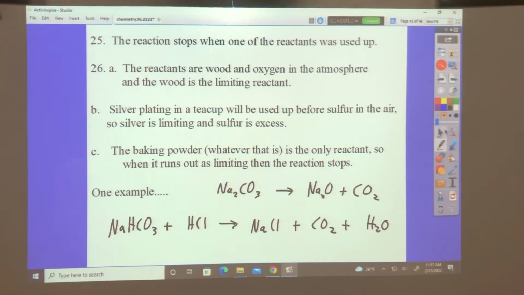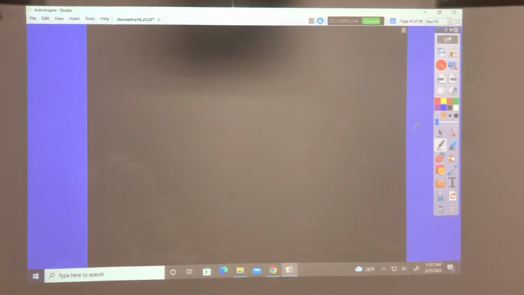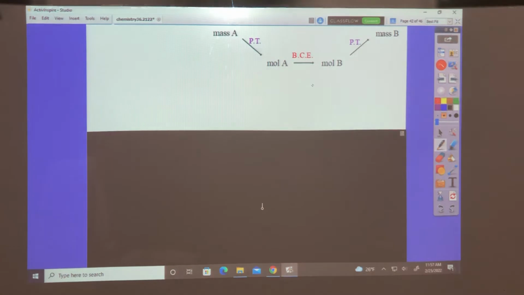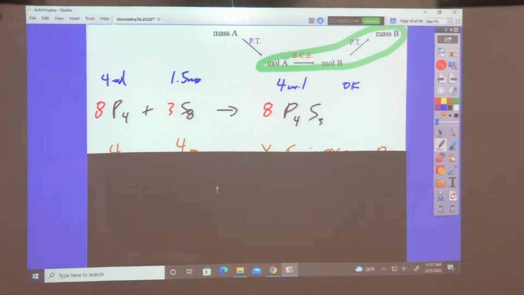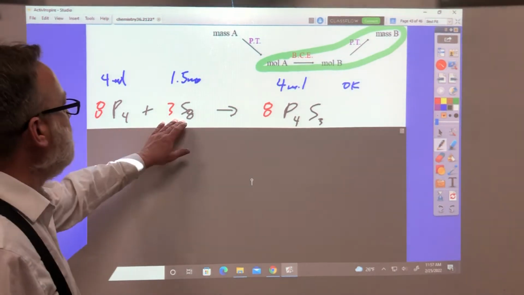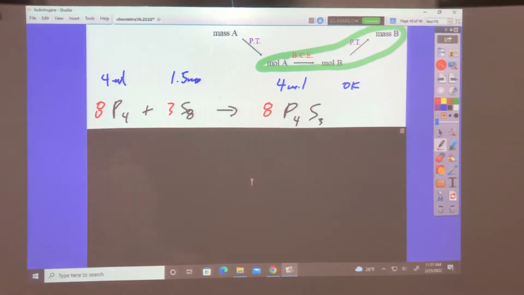Okay, on to number 27. It says tetraphosphorus trisulfide, which is P4S3, is used in match heads. It's produced in the reaction given here: 8P4 plus 3S8 gives you 8P4S3. Determine which of the statements is incorrect and rewrite the incorrect ones.